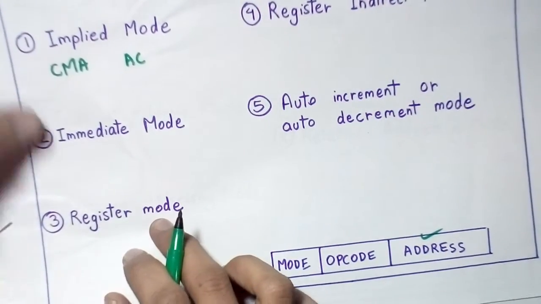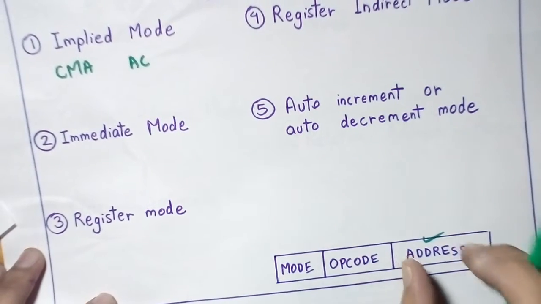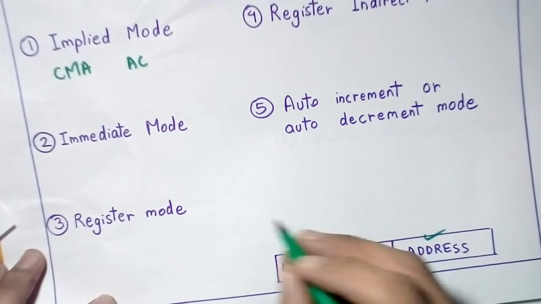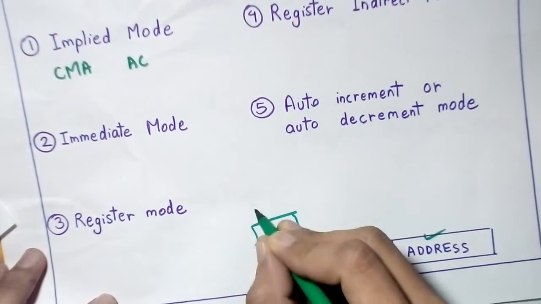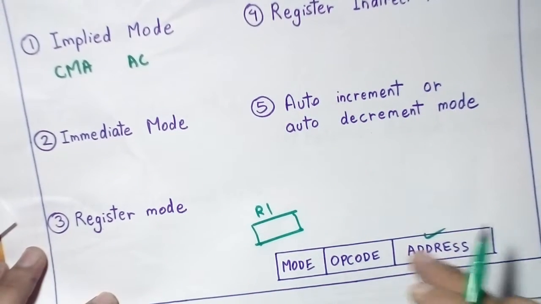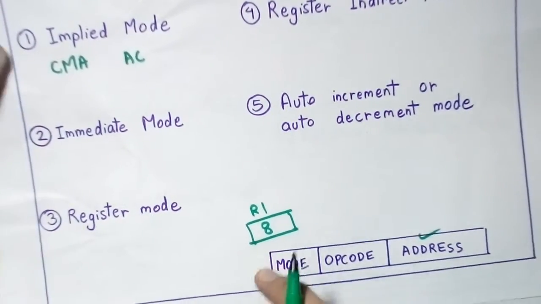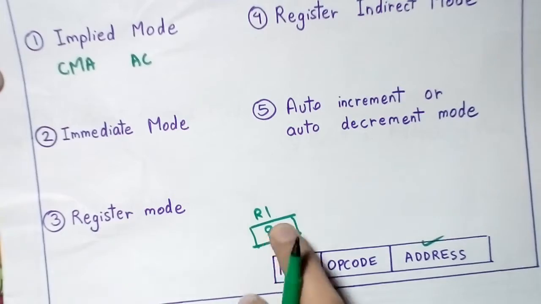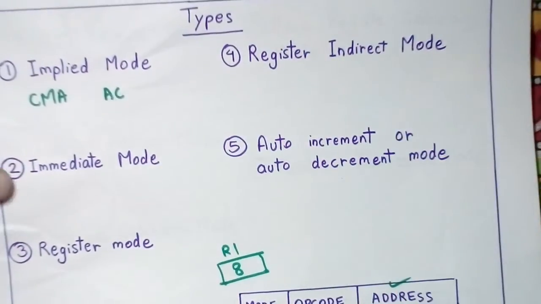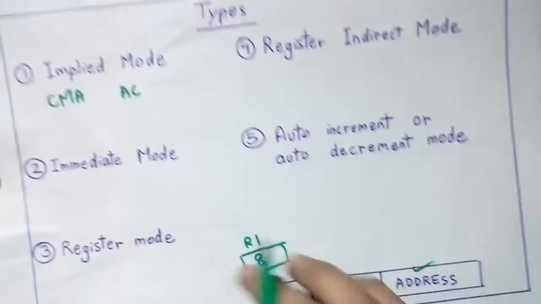In register mode, the operand is in a computer register. In the address part, the register will be specified, such as R1, where the value of the operand is stored. If 8 is there in R1, from this register we get the value of the operand.